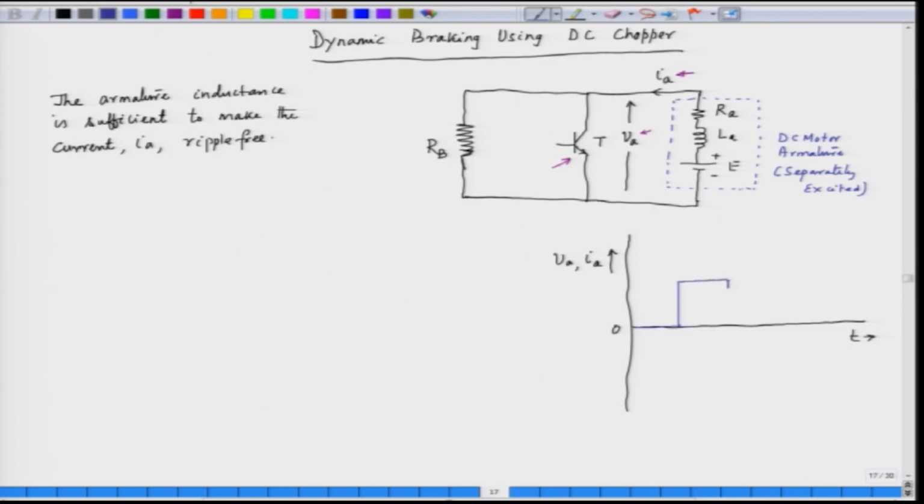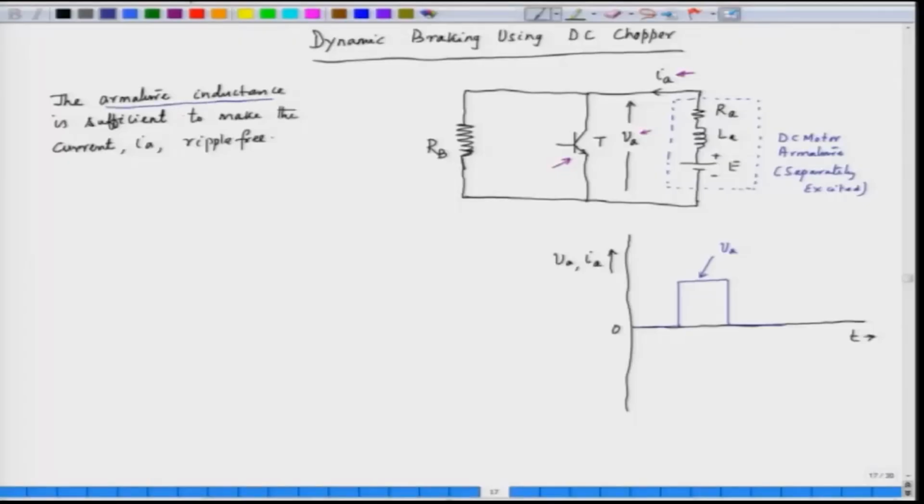This is the voltage across the armature, so this is VA. Now, what about the current? When the switch is closed, the current will flow through the switch, and the armature is being short circuited. We have assumed here that the armature inductance is sufficient. So, the back EMF will charge the armature inductance.